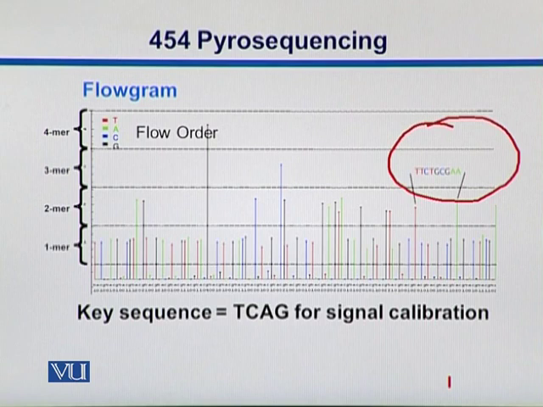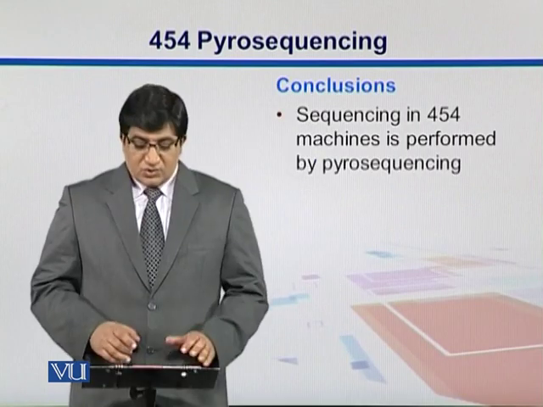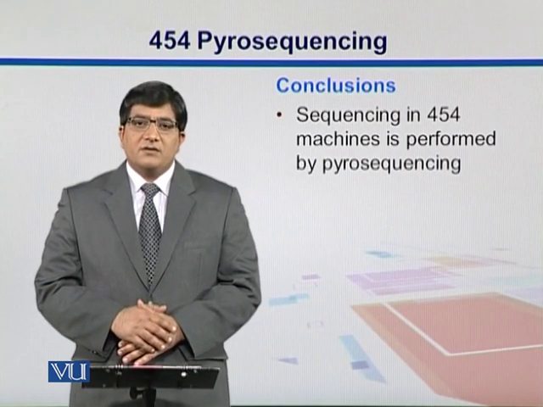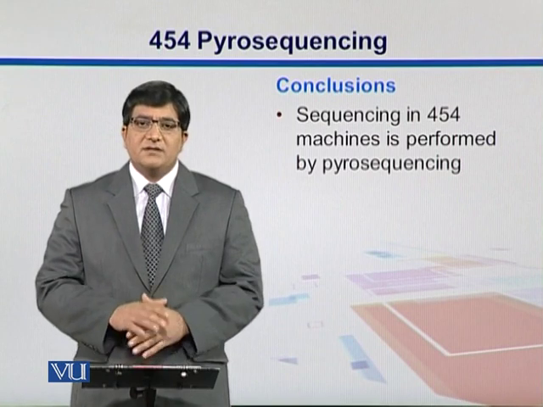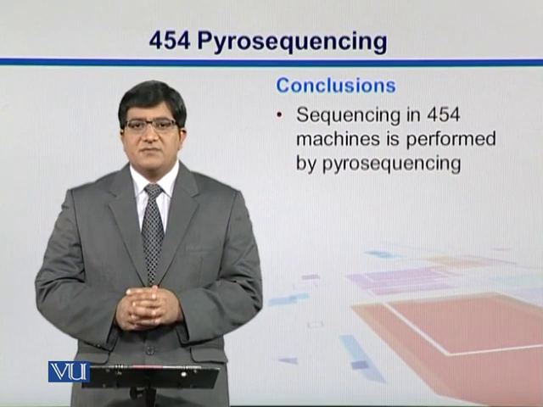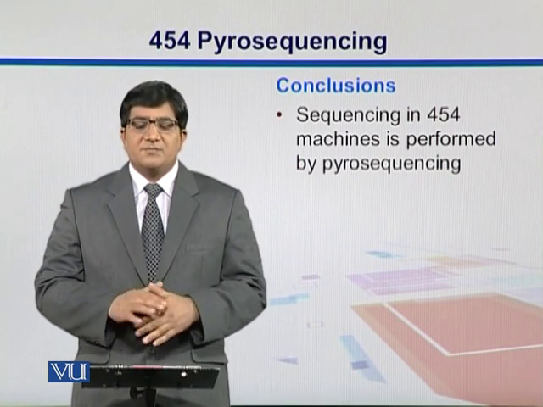If we focus on just this region where we have a high peak, we have two T's incorporated. Then if we move on to the next one, we see a blue color. So there is a C here, again a T, and then a G and C and G, and there are two A's. The height of this flowgram tells us how many nucleotides have been incorporated. It can be either 1-mer, 2-mers, 3-mers, or 4-mers. So in the end, what we have seen here is that 454 performs sequencing with a process called pyrosequencing.